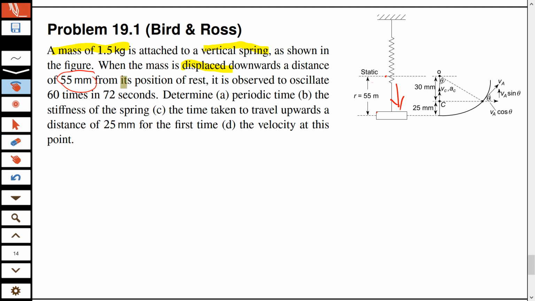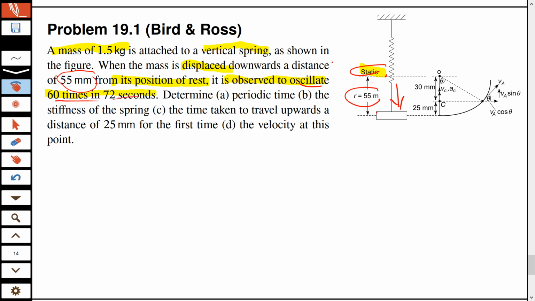Okay, इसलिए उसने static लिखा हुआ है. It is observed to oscillate 60 times. अब यहाँ पे जब ये static था तो there was no motion, but the moment you displace it from that by this distance, it starts to oscillate और वो simple harmonic motion शुरू हो गया.